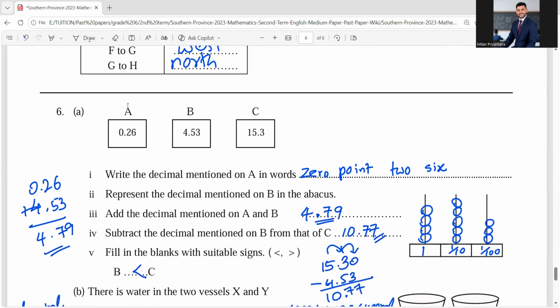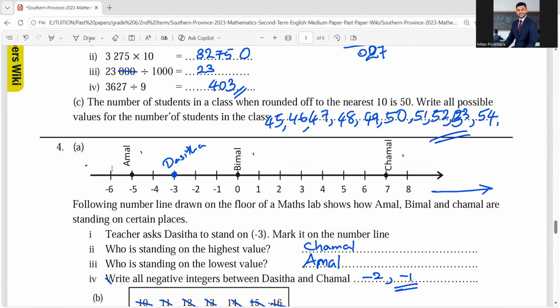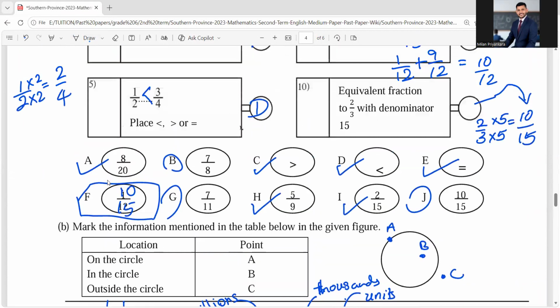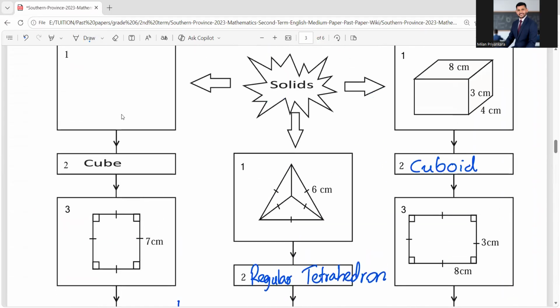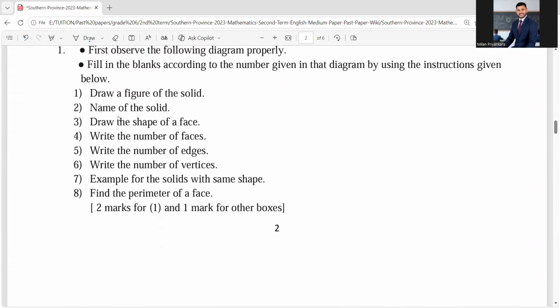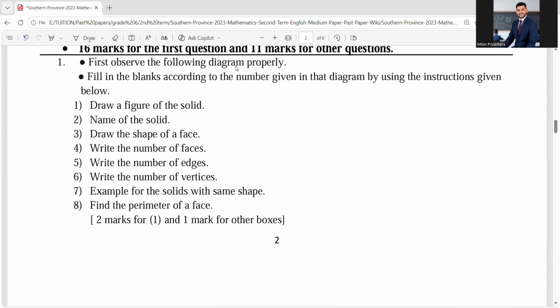Okay, and that's it for this paper. It's a kind of different one because it's very different from the other papers. But anyway, this is a good exercise for you to practice your knowledge and revise all the things you have learned so far.